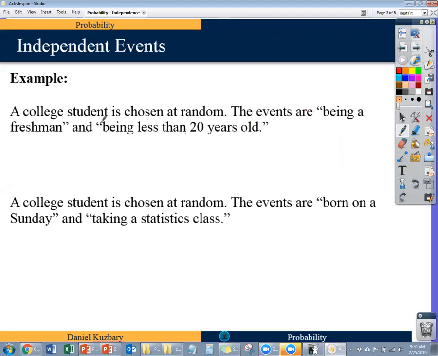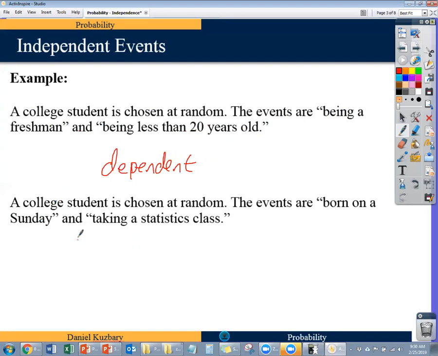In the same way, if we were to know that our student was less than 20, does that affect the chance that we have a freshman when we pick this person out? The answer is yes. So these two events are highly related, and we know that if one of them is true, it's going to affect whether or not the other one's true. We're going to call these dependent events. If we wanted to come up with a conditional probability, being a freshman given that you're already under 20, that probability is going to be a little bit higher than if you were over 20.